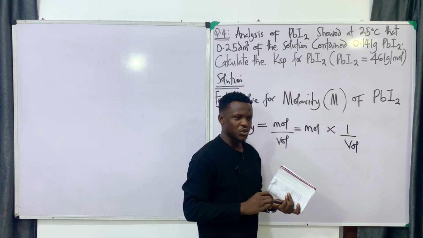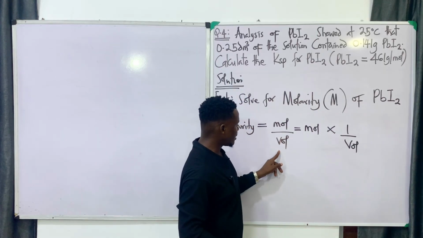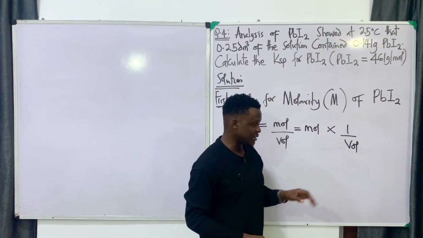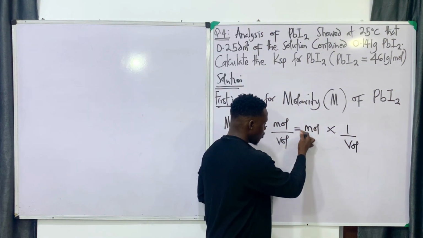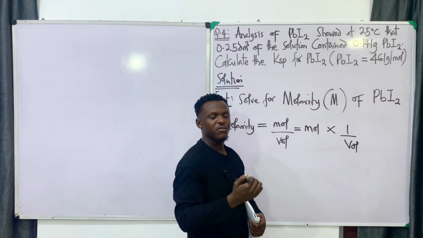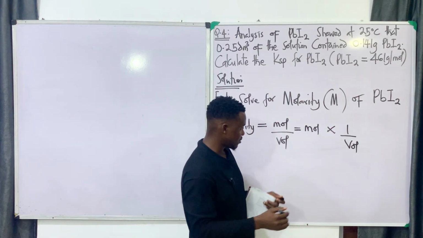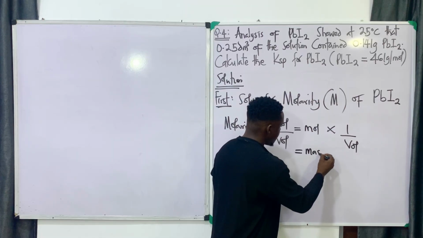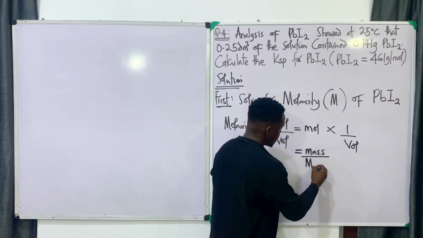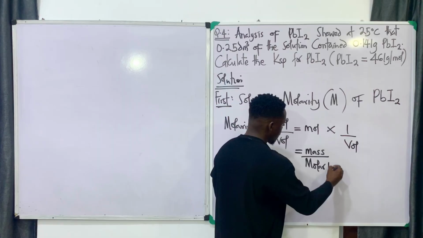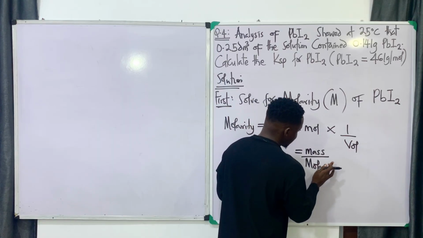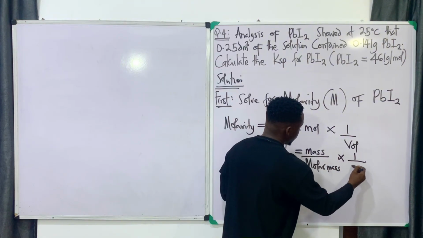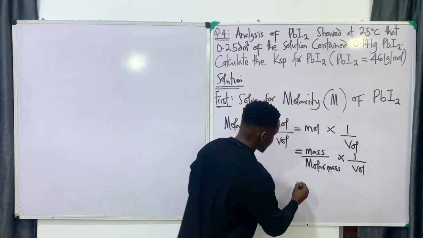Class, I want to actually show something. Mole over volume is equivalent to saying mole times 1 all over volume. So I want to replace this mole with mass all over molar mass so that it will be very easy for us. So this now becomes, in place of mole, I'll say mass all over molar mass times 1 all over volume.